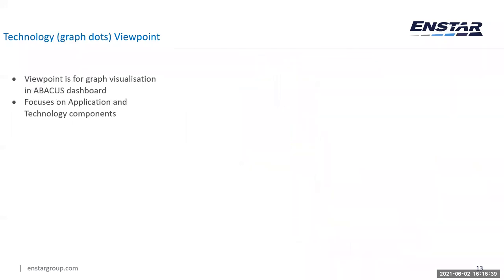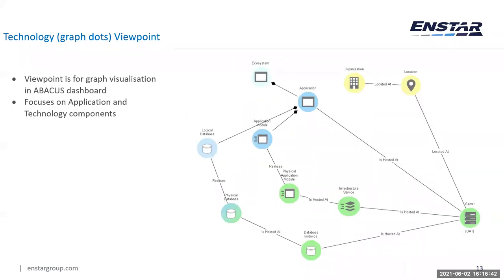And then a technology viewpoint. At the moment, we've got one that's utilizing graph dots, which is a great visualization in Abacus, where we can see from a particular starting node, such as a server, what relationships are associated to that starting node. So a server might be hosted on a particular location, hosted within a data center or in the cloud.